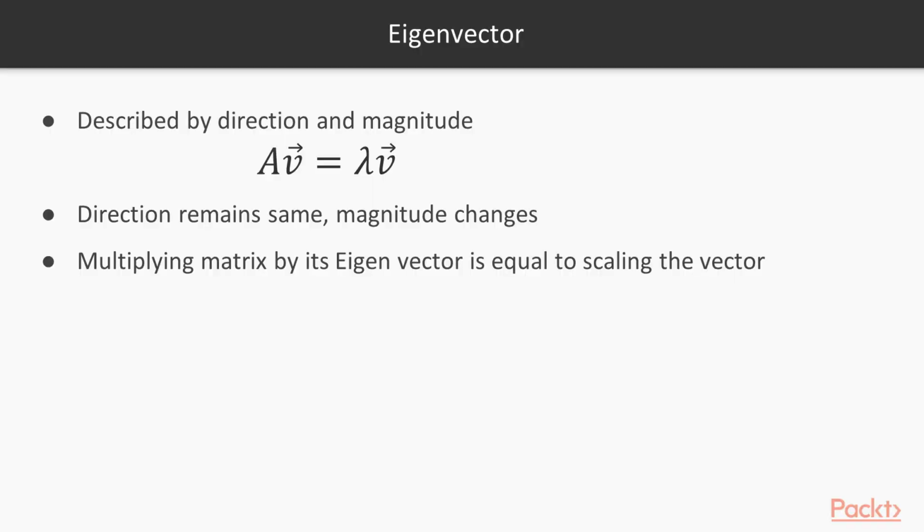Let's move on to eigenvectors and eigenvalues. Recall that a vector is described by a direction and a magnitude or length. An eigenvector of a matrix is a non-zero vector that satisfies this equation. Here is an eigenvector. A is a square matrix and lambda is a scalar called an eigenvalue. The direction of an eigenvector remains the same after it's been transformed by A, only its magnitude changes, as indicated by the eigenvalue. That is, multiplying a matrix by one of its eigenvectors is equal to scaling the eigenvector.